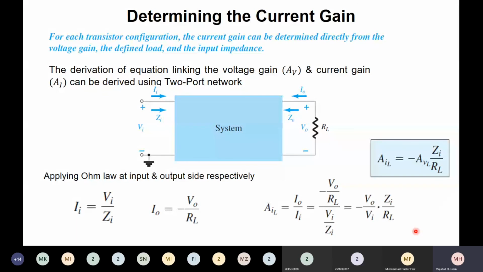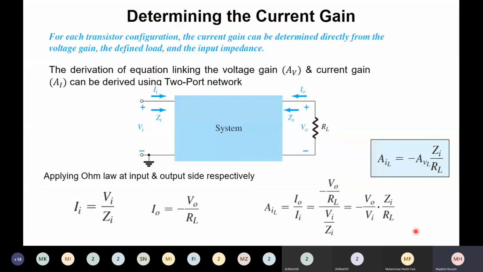Okay, up till now we have studied the voltage gains only. For every configuration in the last chapters as well as in these online lectures, we have only studied the voltage gain. But a very interesting thing is that if you know the voltage gain, you can determine the current gain from the voltage gain. How?